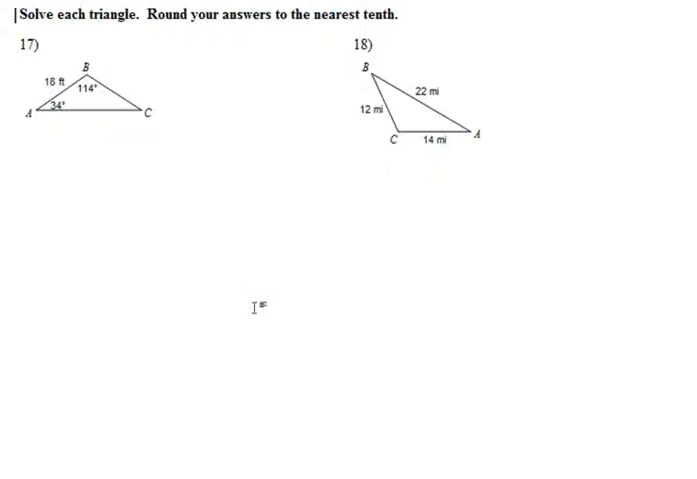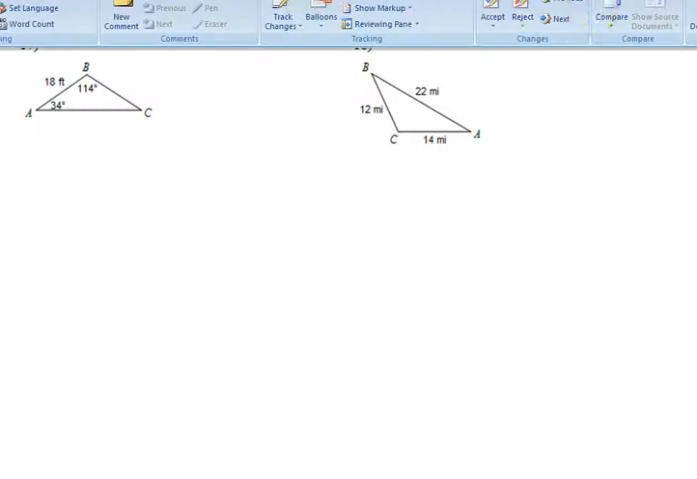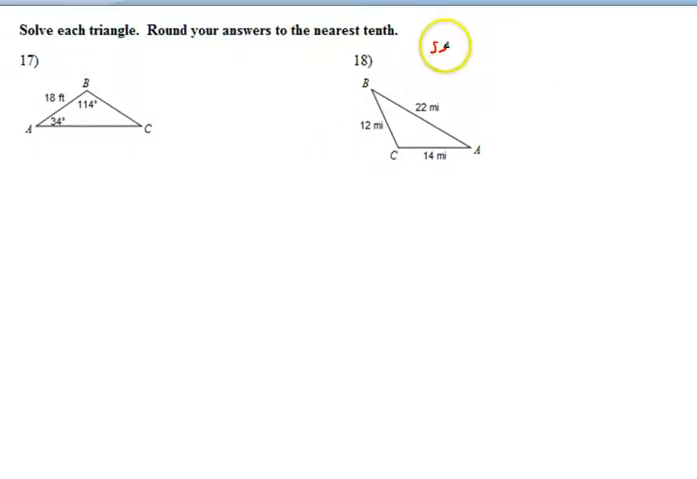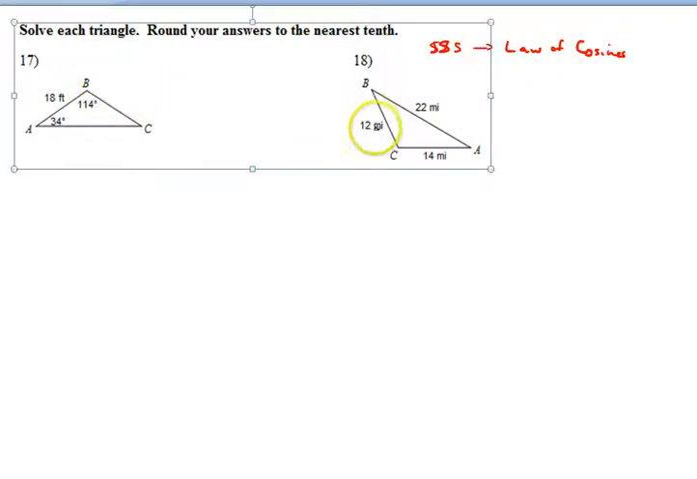Okay, problem number 18, the last one. We've got three sides here. So this is going to be side, side, side. That's the law of cosines. You knew I had to give you a law of cosines to solve the whole triangle when I just gave it the law of sines over here. Anyways, okay, this is simple enough.